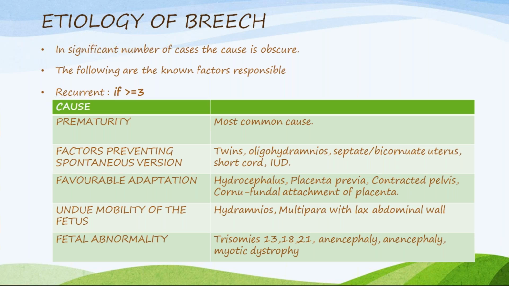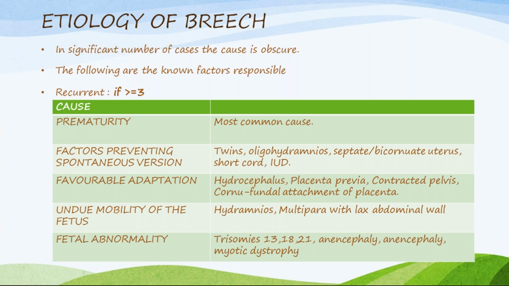So, the etiology of breech: in a significant number of cases, the cause is not clear. There is no method to identify it, but certainly there are some definite causes. Prematurity is the most common. Among premature babies, 20 to 30% will be breech. If it is less than 32 weeks or 30 weeks, almost 20% will be breech. There are certain conditions in which you'll have breech presentation.